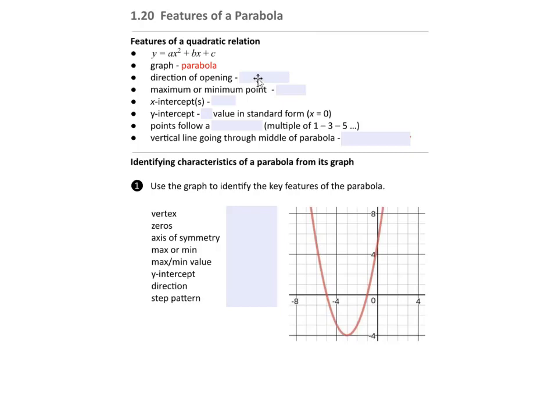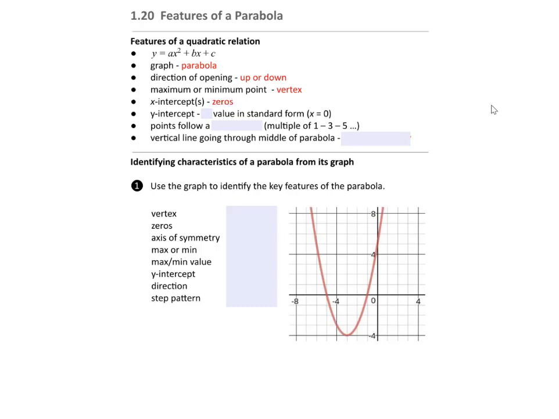The direction of opening is either up or down, and that actually just depends on the a value, if it's positive or negative. The maximum or minimum point is known as the vertex. This will either be a maximum if it's opening down or a minimum if it's opening up. So it does depend on the opening if it'll be a maximum or minimum.